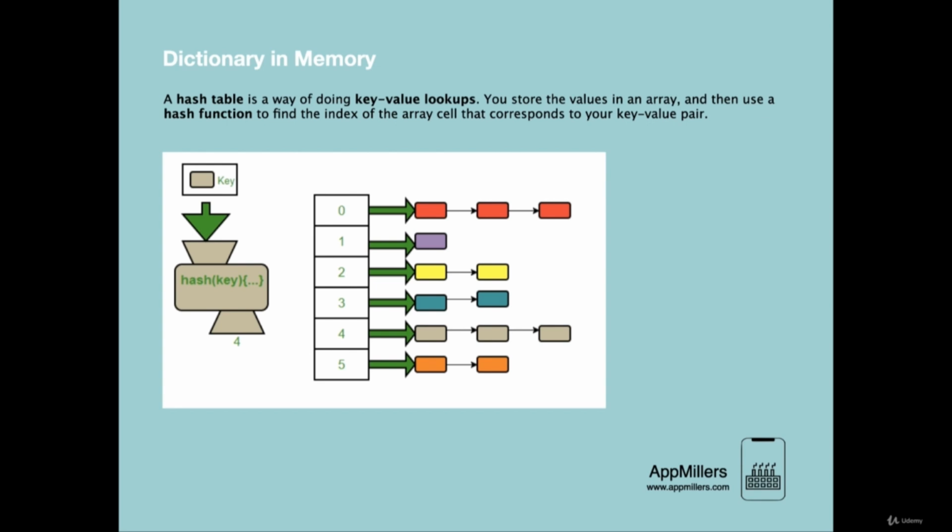A hash table is a way of doing key value lookups. You can store values in an array, then use a hash function to find the index of the array cell that corresponds to your key value pair. A hash function maps a key to a hash value and then an index of the array. As you see in the picture, based on the key, a hash function calculates the index, then the key and value pair is located in an array in memory. This increases the performance of dictionaries.